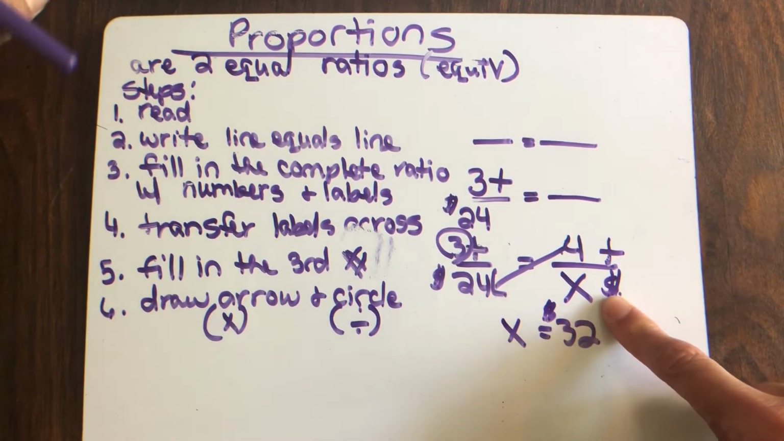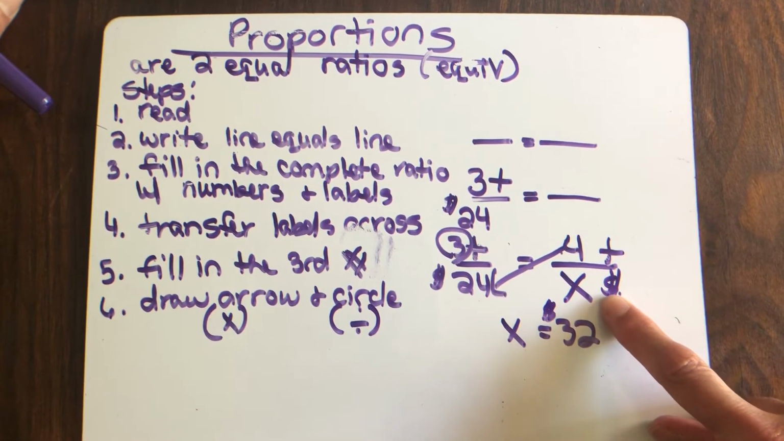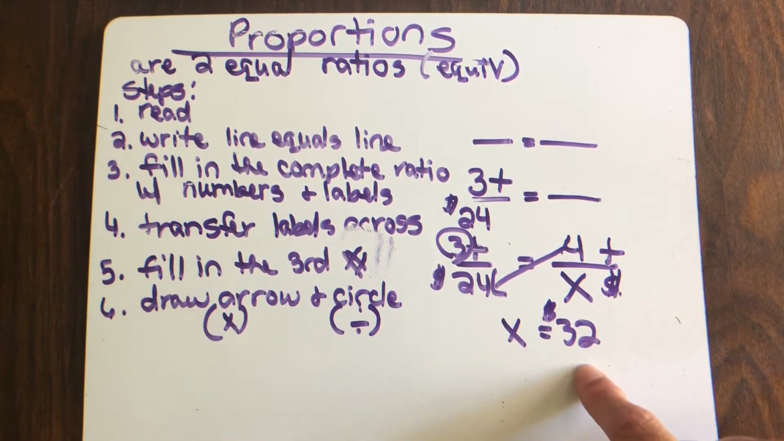And you can double check yourself because it says how much would 4 tickets cost? Well, I don't have cost. And so there it is.